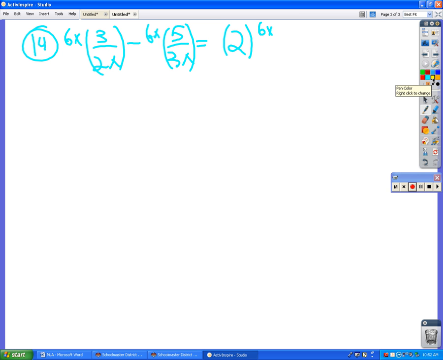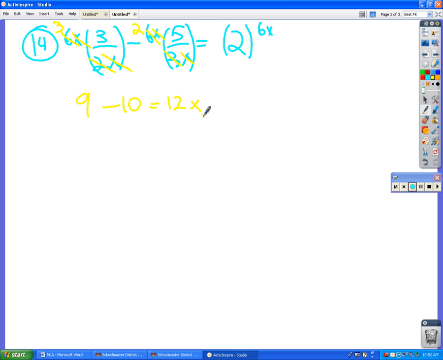Okay, so I'm going to multiply everything by 6x because 6x is the smallest thing that 2x, 3x, and 1, because it's really 2 over 1, all go into. So the x's cancel. 2 goes into 6 3 times, and so that gives me 9. Minus, the x's cancel, the 3's cancel, and that leaves me 2. So that's going to be 10 equals 12x.